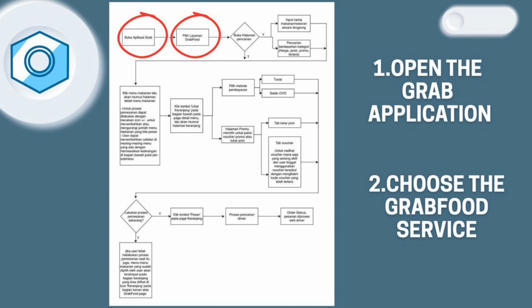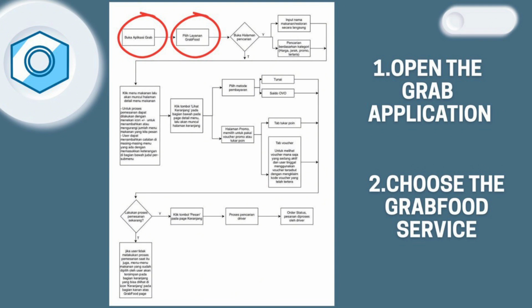By choosing this service, the user is directed to the Grabfood homepage, which provides access to a comprehensive catalog of dining options. At this stage, the user may search for restaurants or specific dishes, and filter results by category such as price range, proximity, promotional offers, or popularity to begin selecting the desired meals. This step effectively initiates the structured sequence of actions involved in the food ordering procedure within the Grab application.